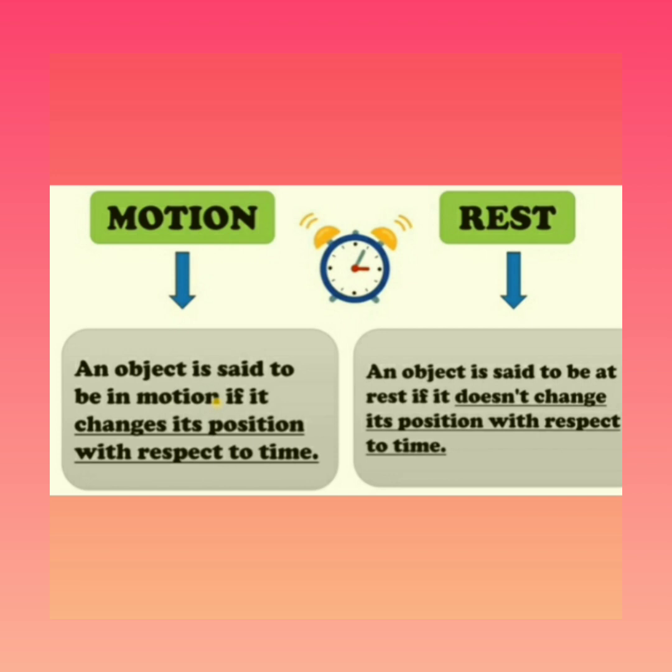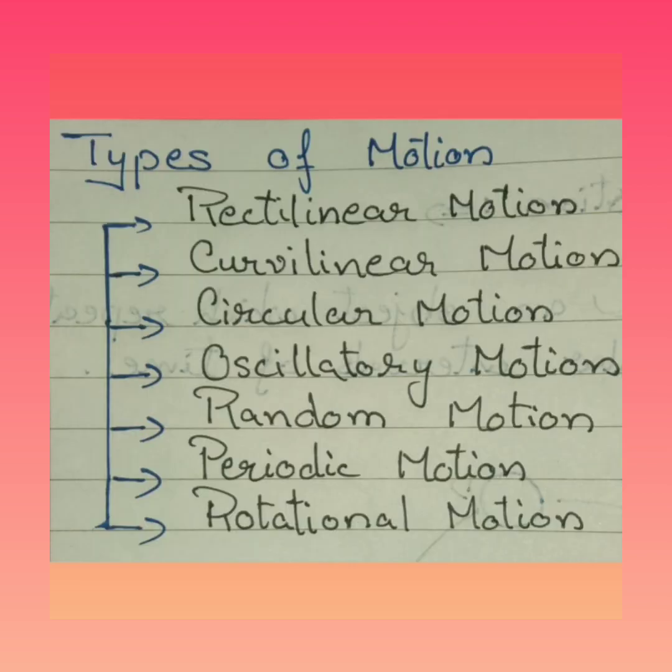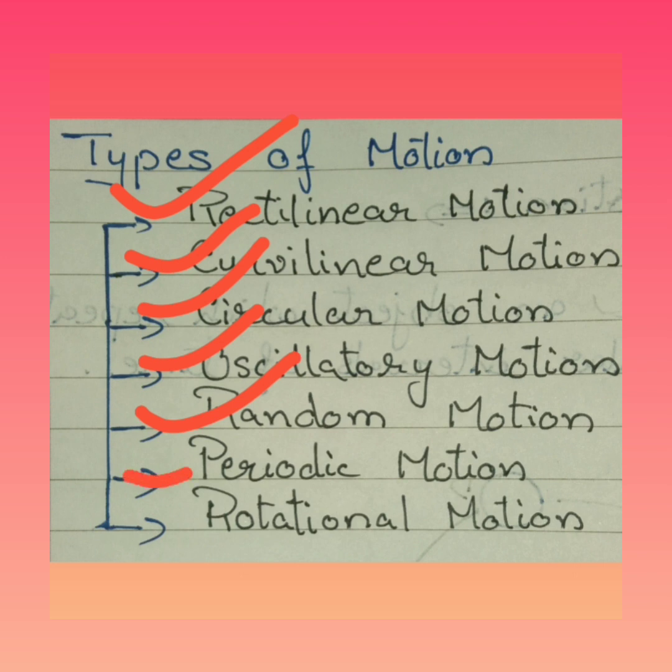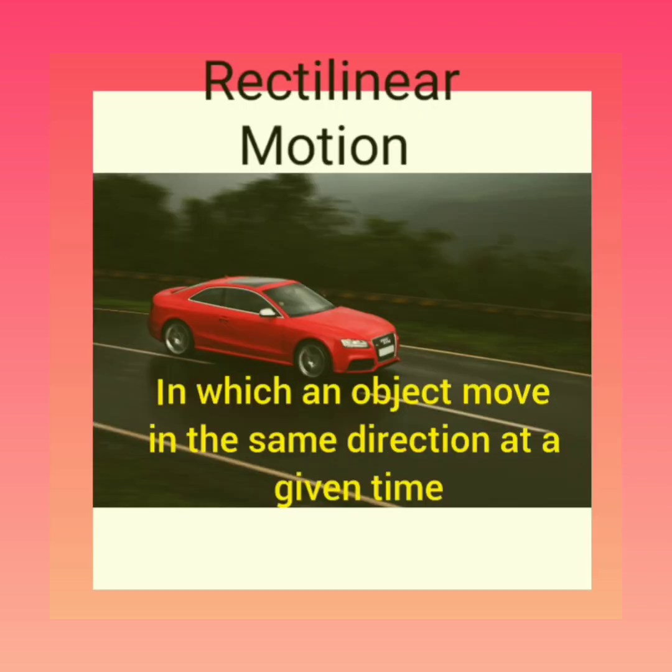Now comes the next point, that is types of motion. Some of it you know very well because you already learned it in class 6. Rectilinear motion, curvilinear motion, circular motion, oscillatory motion, random motion, periodic motion, rotational motion.